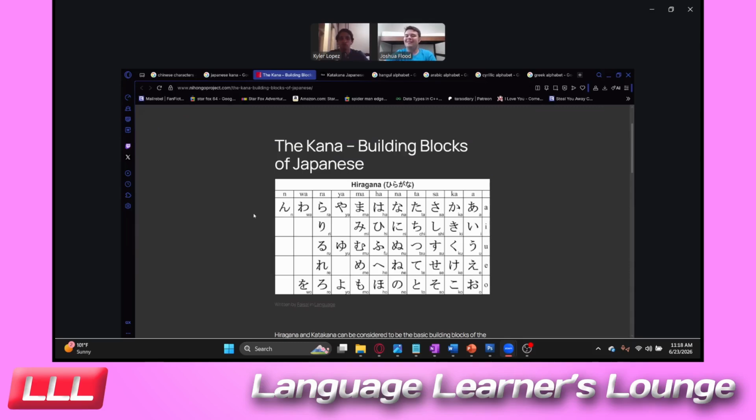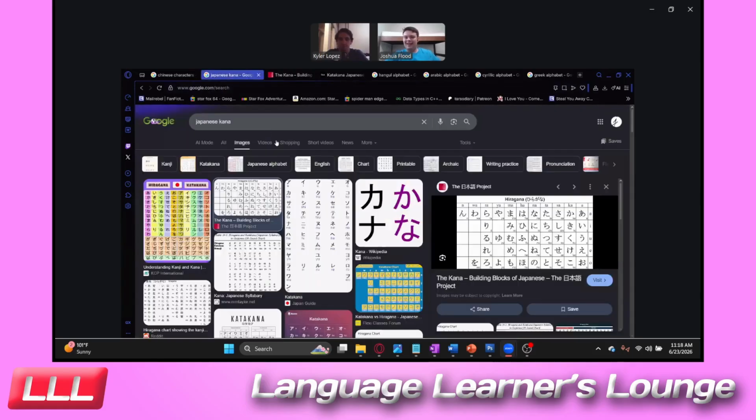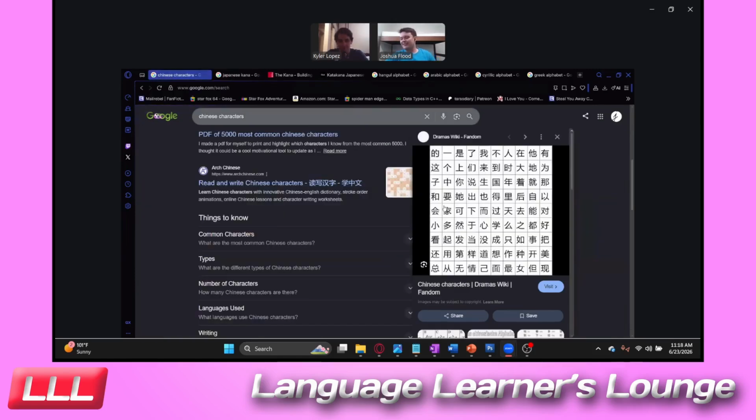What makes the Japanese writing system difficult is, for one, you have to learn three writing systems: hiragana, katakana, and kanji. Luckily, hiragana and katakana are relatively easy, since each sound goes with one letter, one kana. But then we get into the third writing system, which is kanji. You know how we mentioned the Chinese characters? That's what kanji basically is.